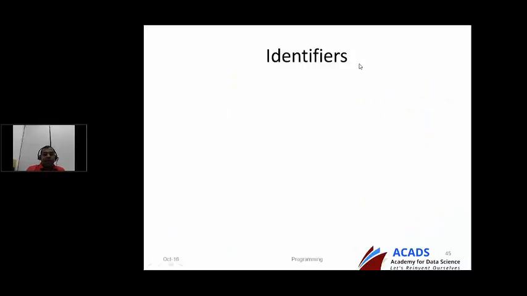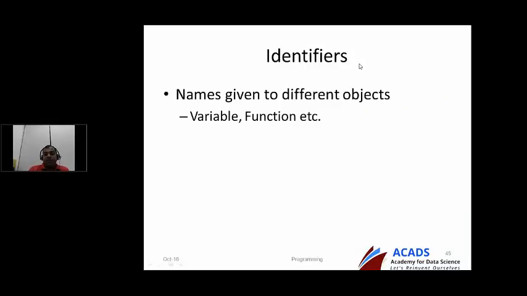Python has identifiers. An identifier is a name that can be given to different objects. We saw one example, which is variables, but other examples are functions.